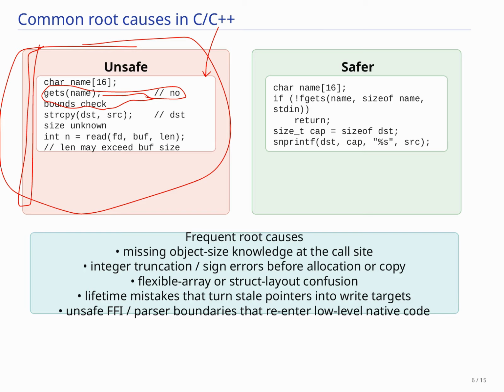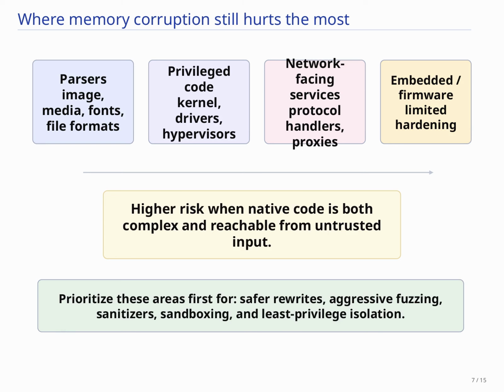So the frequent root cause is the missing object size knowledge at the call site. Because of the dynamic chaining of programs, even though both programs have checks, the size of these checks, for example, may change. Even though a dependent program reads everything with the correct size, the input interpretation may be different depending on how this input is going to be interpreted.